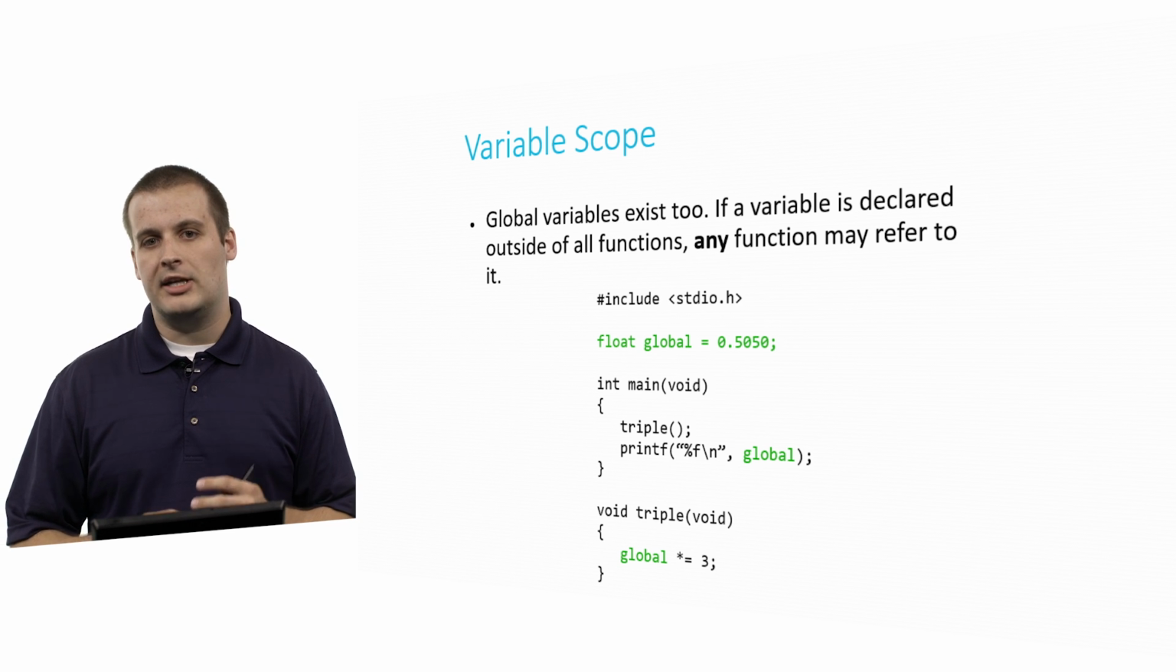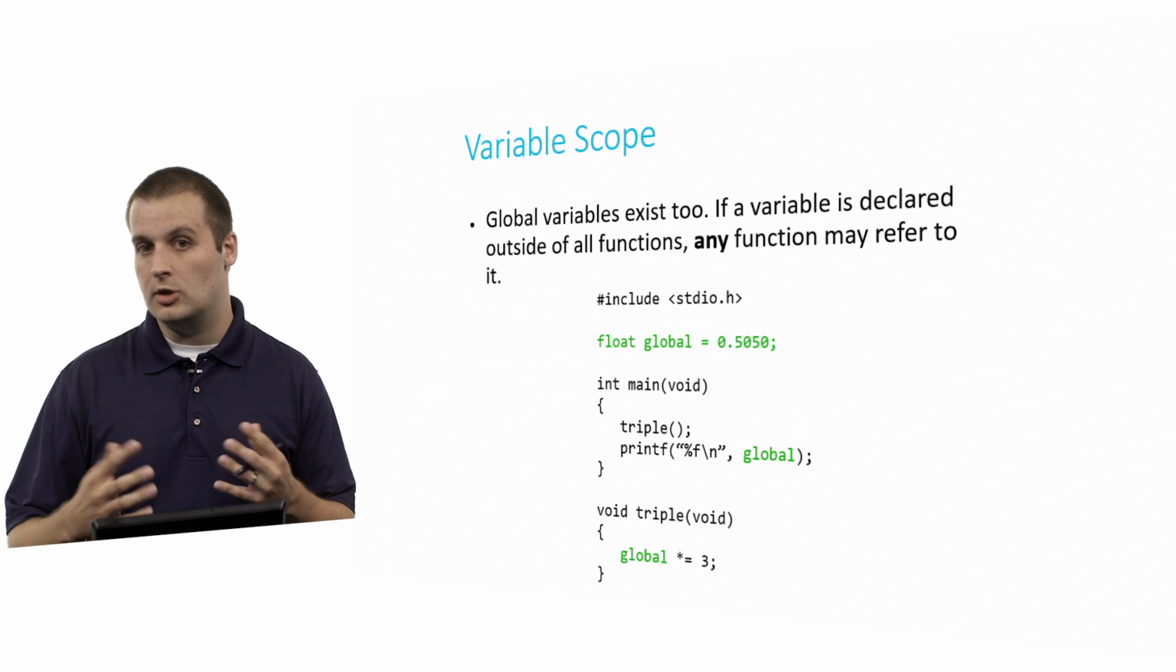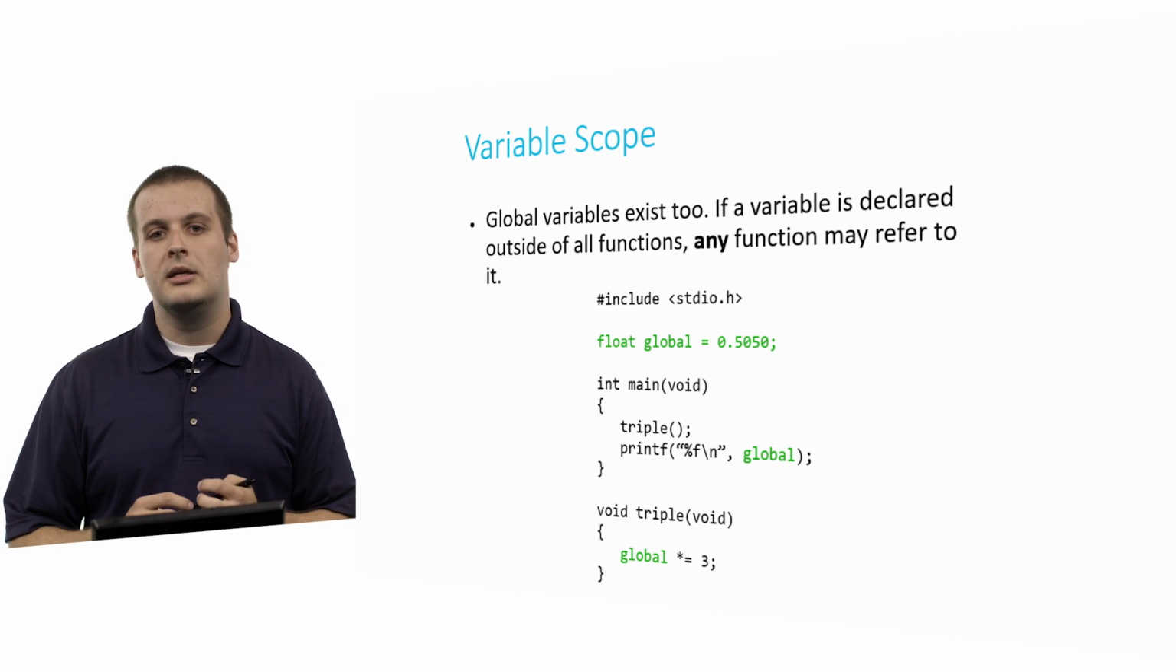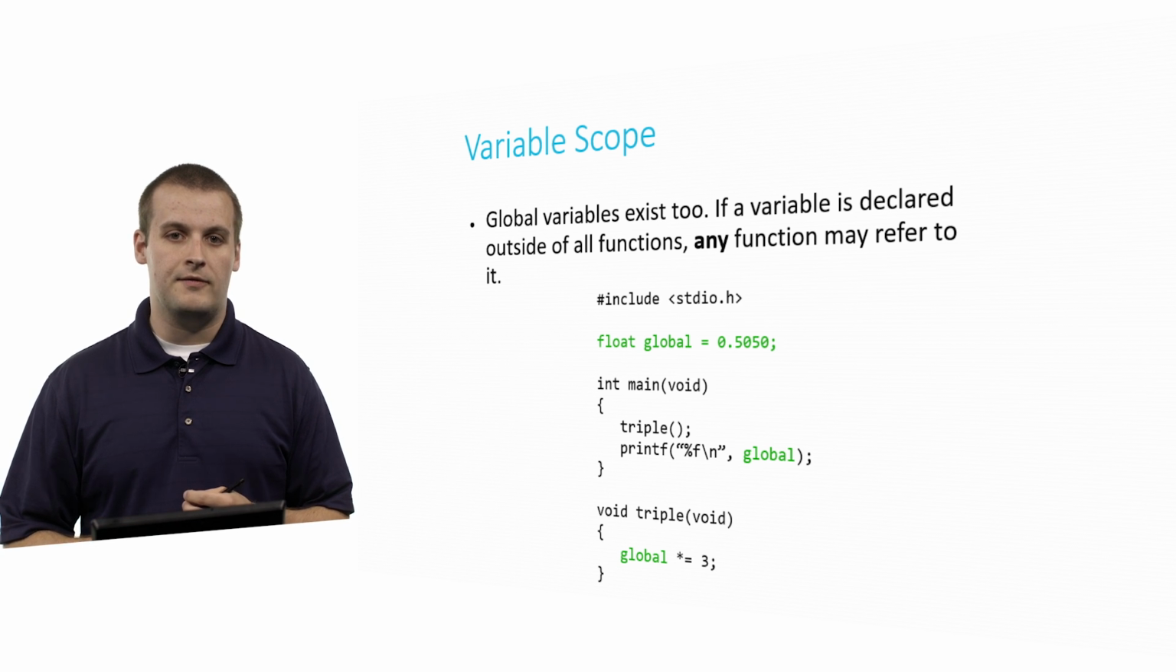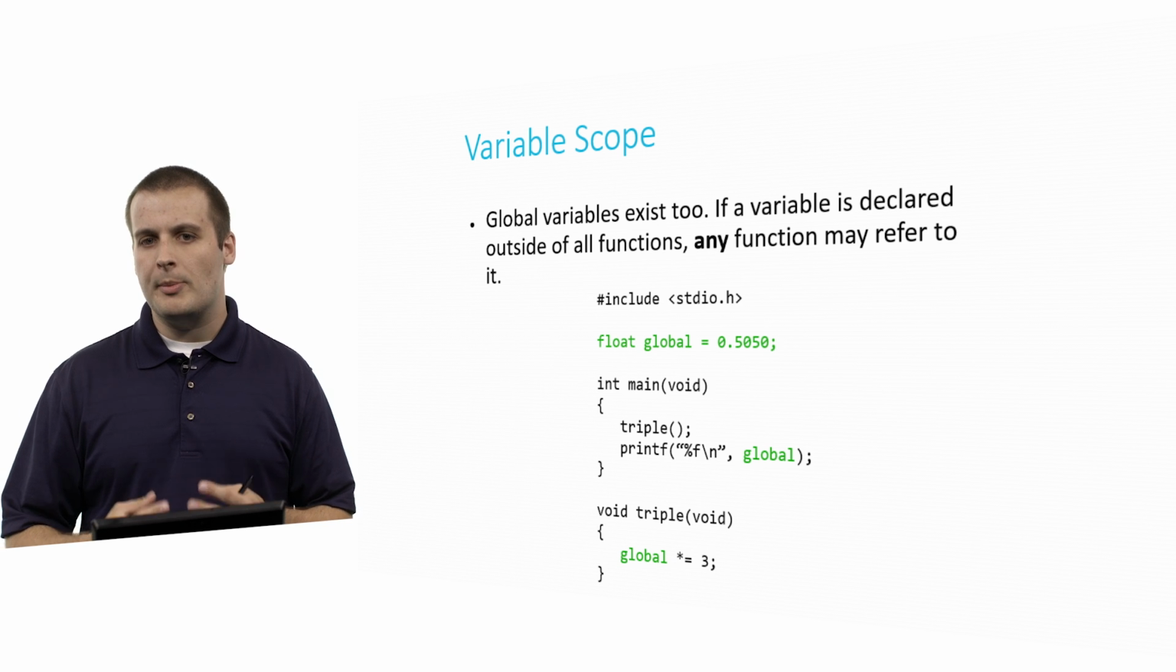In this case, I've highlighted in green a global variable declaration. The variable being declared is called global, to be extremely clear about it. It is of type float, and I assign it the value 0.5050. You'll notice that in main and in triple, I am able to refer to global.